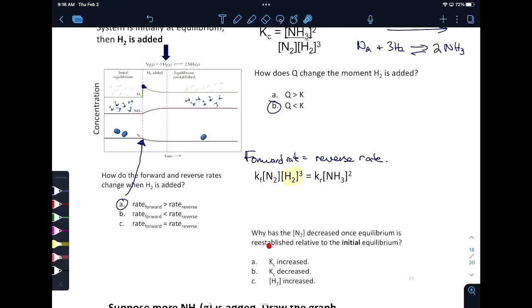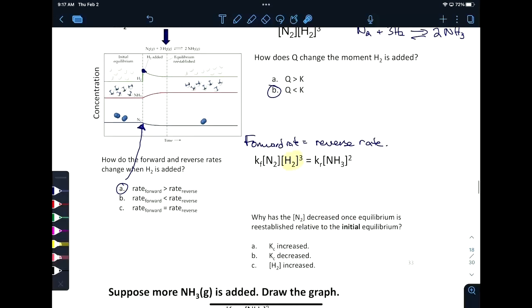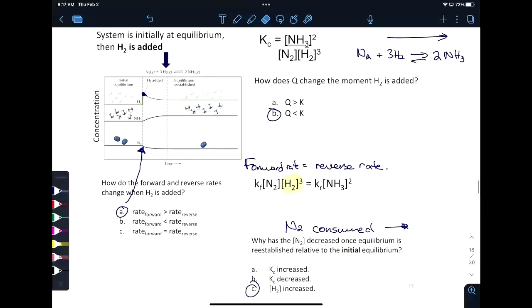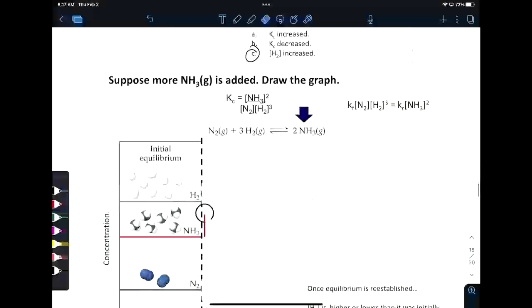What's this last question? Why has the N2 concentration decreased once equilibrium is reestablished, relative to the initial concentration? The answer here is not because K is changing, but because hydrogen concentration increased, so N2 needs to be consumed in order for the reaction to go forward. That's why the concentration of N2 goes down with time, because some of it is consumed in order to reestablish equilibrium.